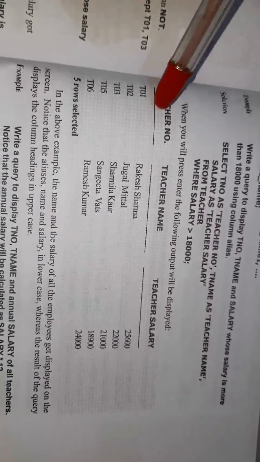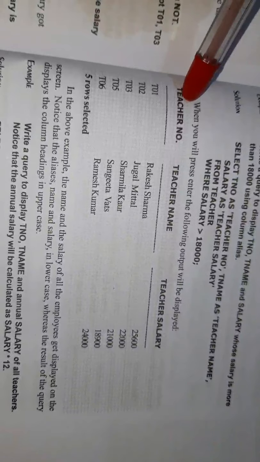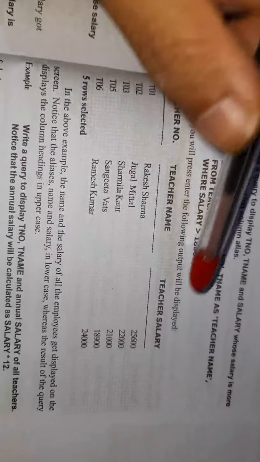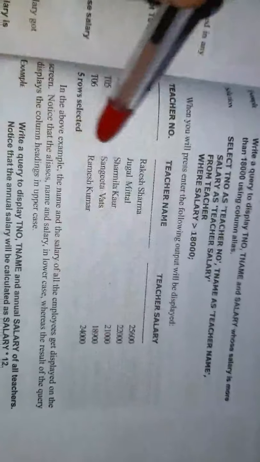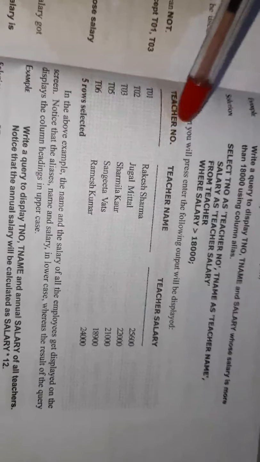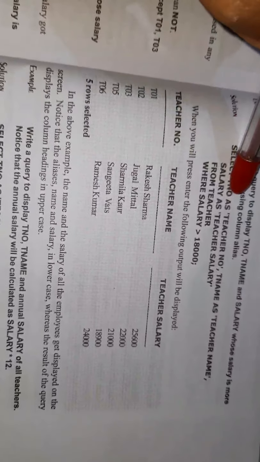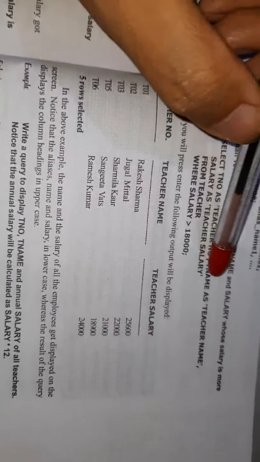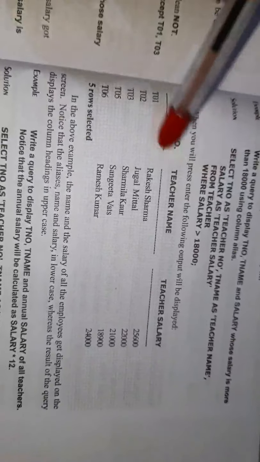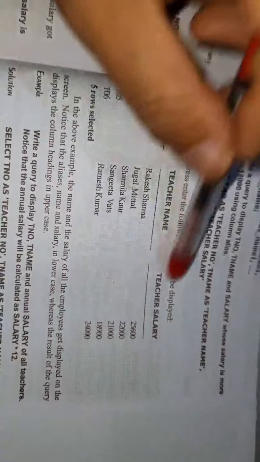You can see that the generated table has the column names changed, that is teacher number, teacher name and teacher salary. This is just the column alias, and the original column names are t number, t name and salary. The alias name is what will be displayed for this particular table.